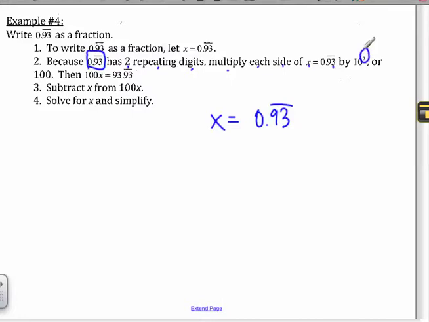What is 10 to the 2 or 10 to the second? What is that, William? 100. It's 100. So we're going to multiply both sides by 100. Well, if I multiply this side by 100, I get 100x.